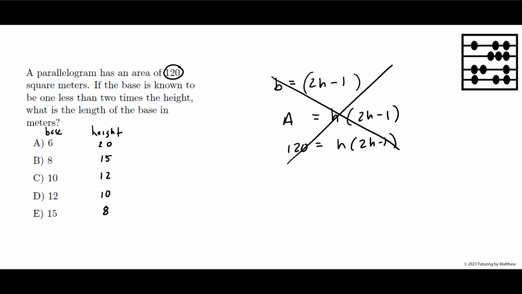So now we just look for the one that satisfies it, okay? If the base is known to be 1 less than 2 times the height, which of these numbers, when you double it and subtract 1, results in the base? So 40 minus 1 is 39, 30 minus 1 is 29, 24 minus 1 is 23, 20 minus 1 is 19, and then 16 minus 1 is 15. Letter E is the correct answer.